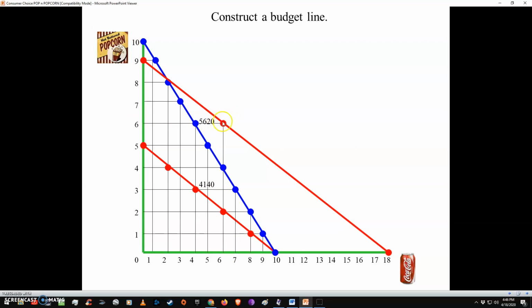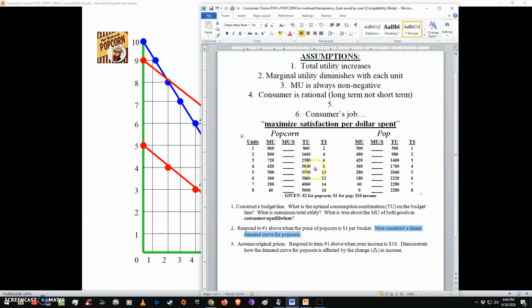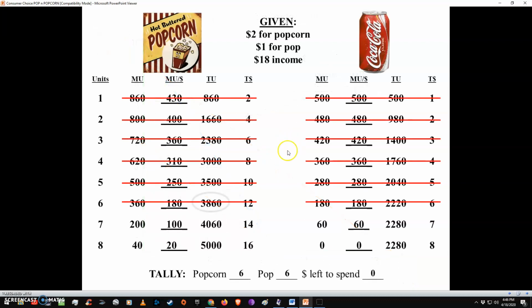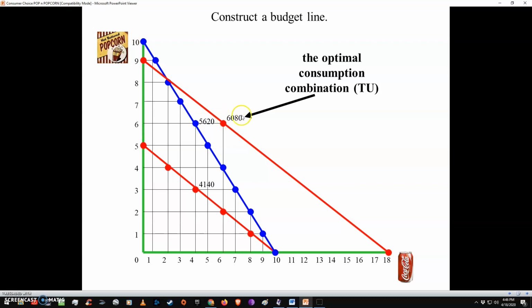What is my total utility at 6 popcorn and 6 pops? Answer is you do some adding and subtracting, 388.60, 2220, add them together, and you get a nice big number. Notice what the budget line did. It moved, it shifted. So in other words, I took these two numbers, I added them together, and when you have more money in your pocket to spend, duh, you're going to have more satisfaction.